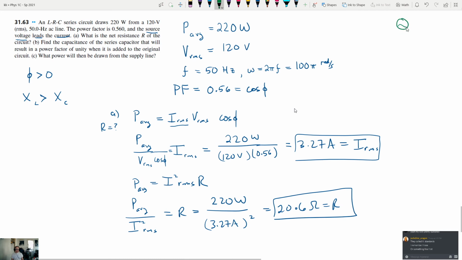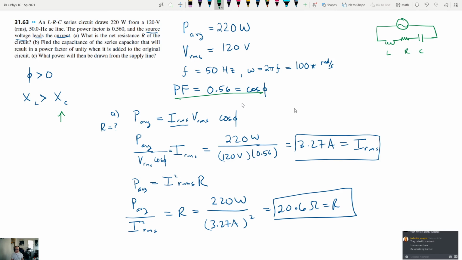We currently have a circuit where you have the voltage of our source combined with L, R, C in series. Order, of course, doesn't matter. That's our current circuit, and it has this power factor. But we can manipulate this, because currently XL is greater than XC. So if we could increase XC somehow, then we could make XC equal to XL, which would lead to a power factor equal to 1, right?